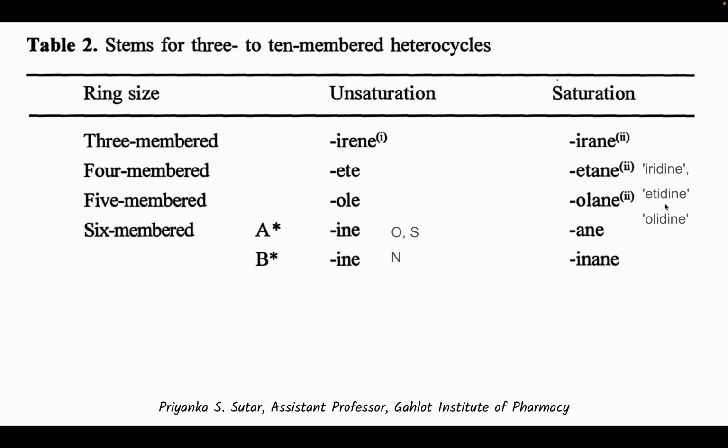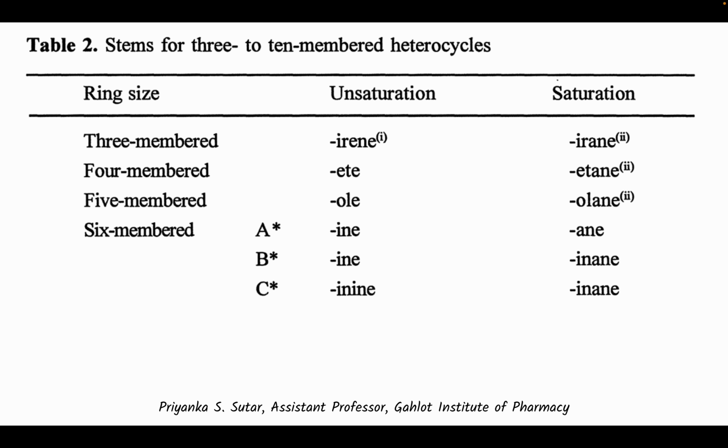And there is an exception. If a 4-member ring contains nitrogen, then the saturated ring will be named with the stem IDINE. If it is a 5-membered saturated ring that contains nitrogen, then you can write OLIDINE, and for a saturated 6-membered ring that contains nitrogen, you can write INANE. Okay, you can use the stem OLIDINE.